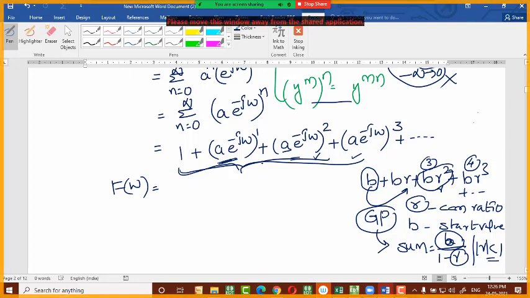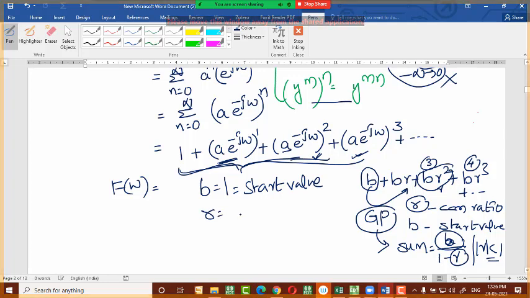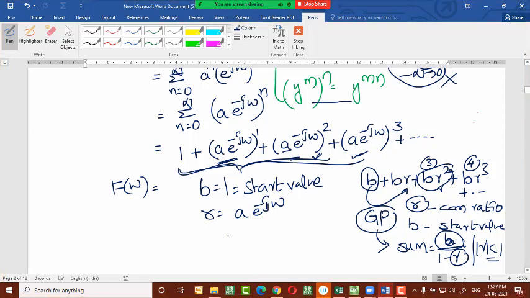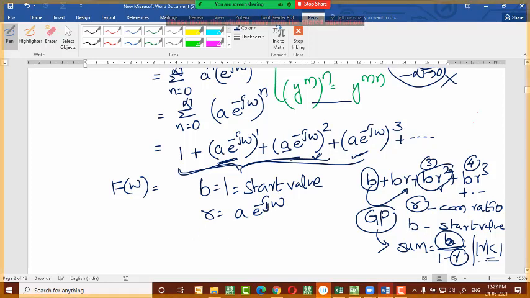Because in order to get the next term, the previous term is multiplied with some common ratio, that is A into e power minus j omega. So here the starting value is 1. B is nothing but the starting value. I'm representing it like that, start value. And the common ratio is equal to A into e power minus j omega. And now you check whether this condition is satisfied or not.